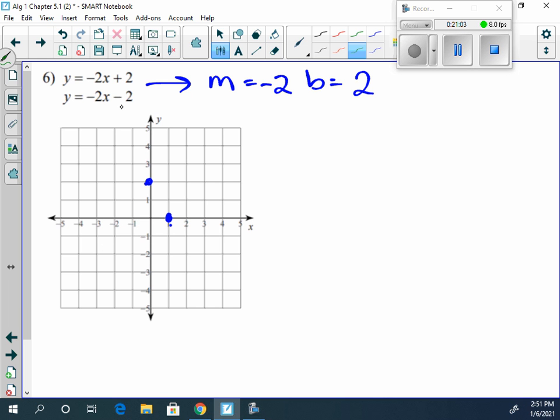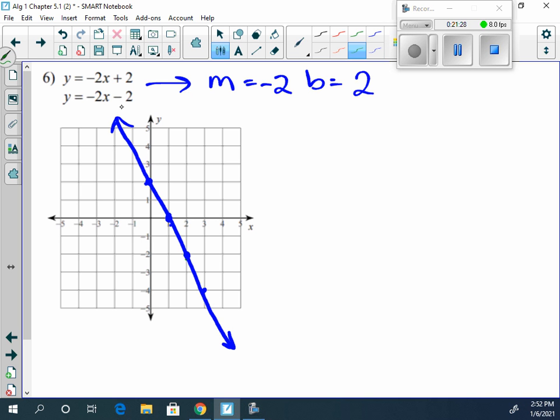Now we can do the same thing again. So I can go down 2 and over 1 to the right. And we can keep going in this direction. Down 2, over 1. And we get this equation, or this line here. Okay. So we have one of our lines. Are there any questions on this so far?